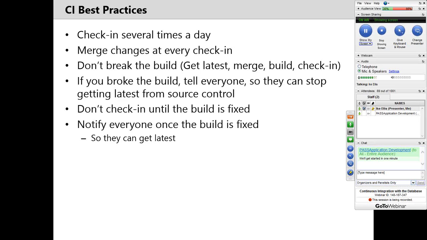So don't break the build. Get latest, merge, run tests, build, check in. If you broke the build, tell everybody about it so they can stop getting latest from source control. Don't check in until the build is fixed, and then once the build is fixed, notify everybody that the build's fixed and they can go get latest again.